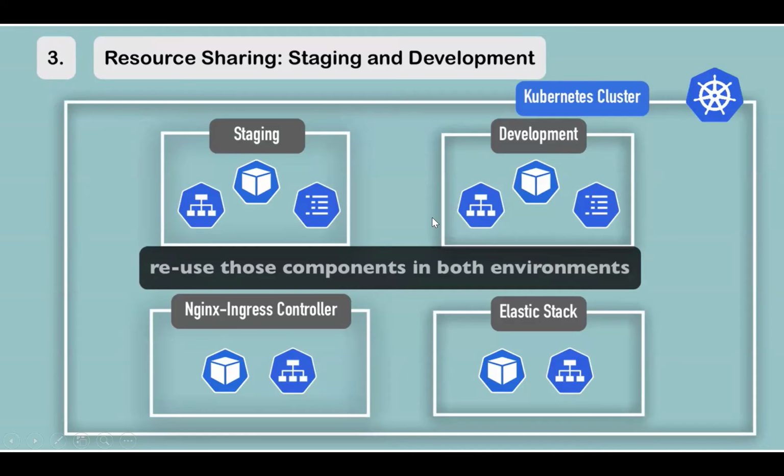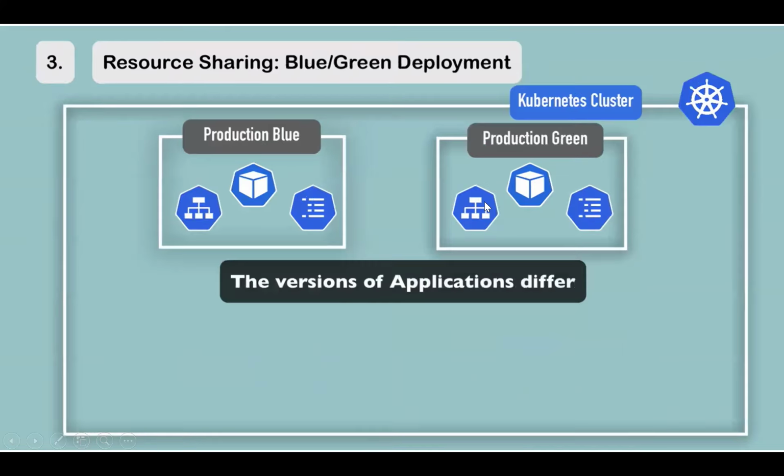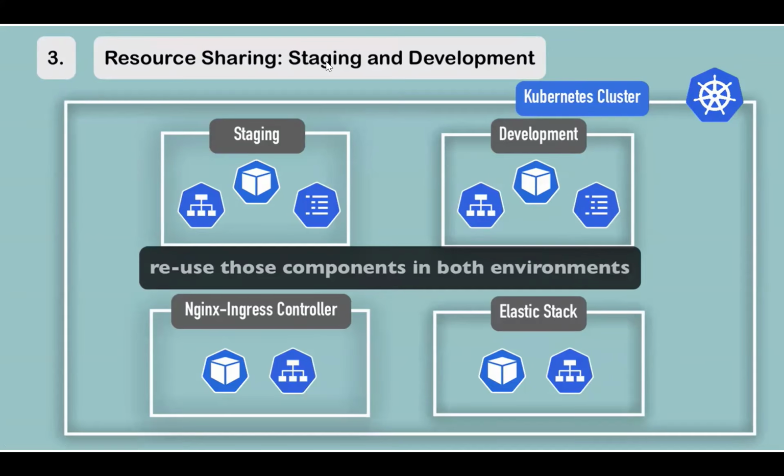And if these two are using some other components, because both will be using the same application, I'll keep other resources like the Nginx or Ingress controller or Elastic Stack in a separate namespace. I can use that namespace for both staging and deployment at different times. So that's the third, resource sharing.